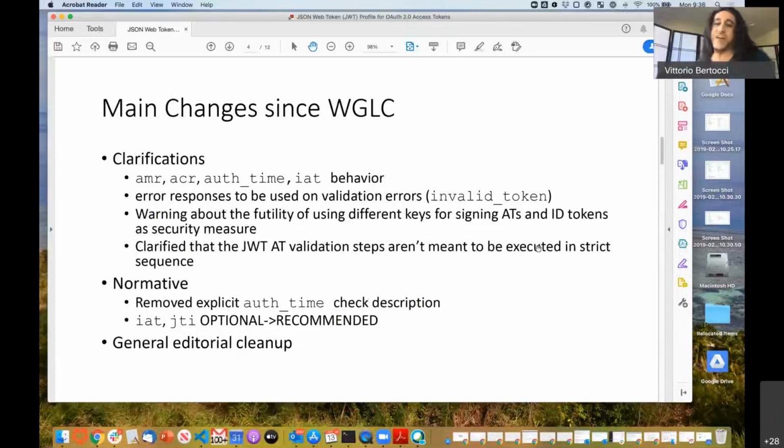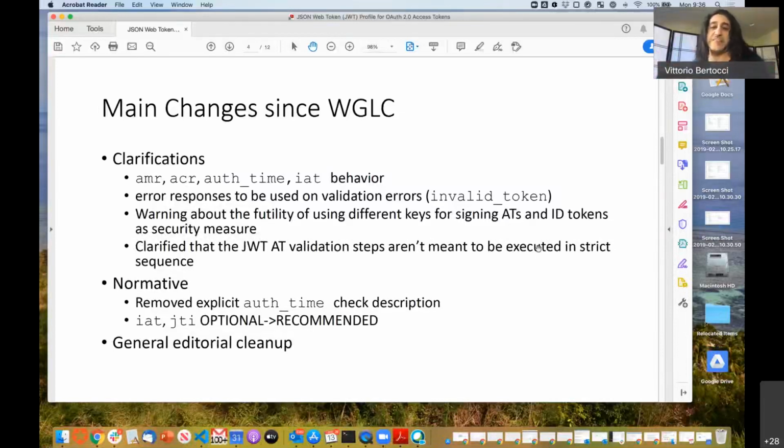There were a number of clarifications, such as, for example, the exact behavior that we expect from EMR, SAR, auth time, and IET. And I didn't classify these as normative changes because it was just language that wasn't particularly clear, but the intent was already there.